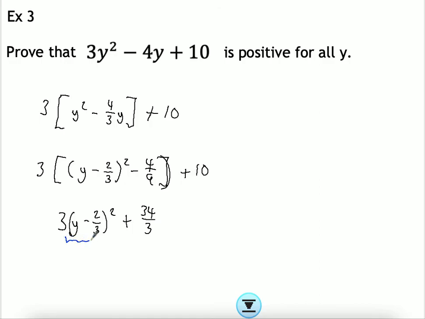And something squared is always greater than or equal to 0. So 3 lots of that is always greater than or equal to 0. And then we're going to be adding something positive. So therefore, that must be positive for all values of y. And therefore, we have proven that by deduction, a deductive proof, using facts that we already know.